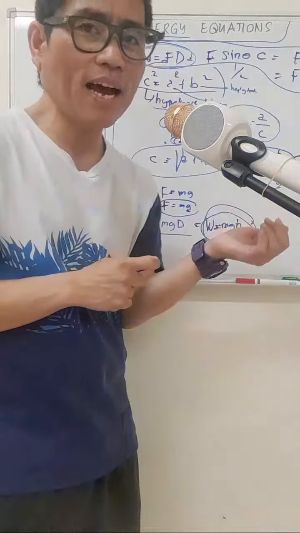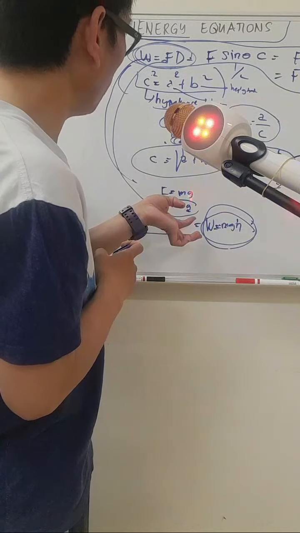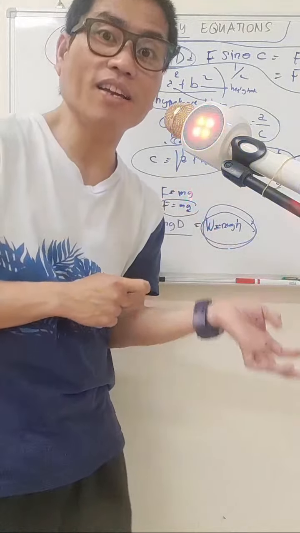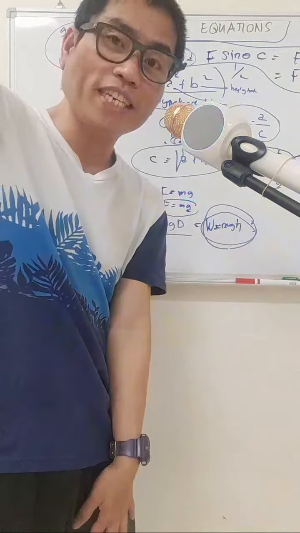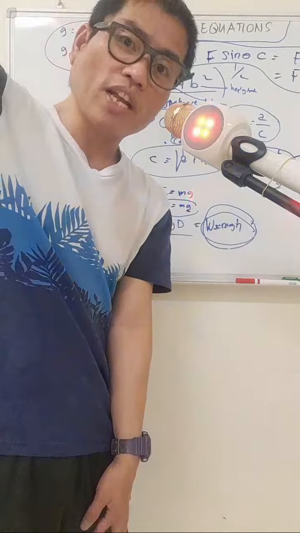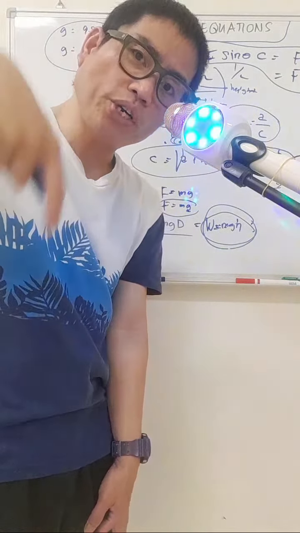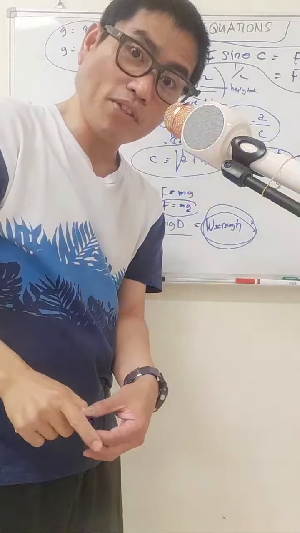So we can say that the weight and the force will just be equal in a vertical position. Force and weight will just be equal in a vertical position, in dropping or throwing downward. Okay, something like that. Remember that one also.